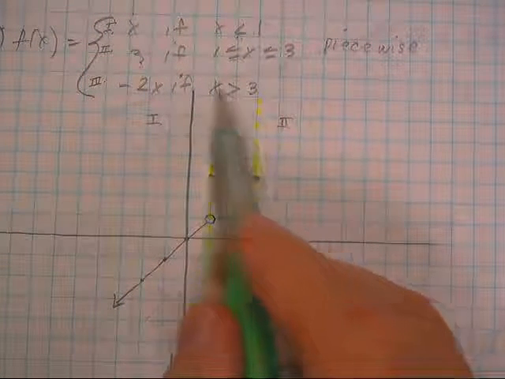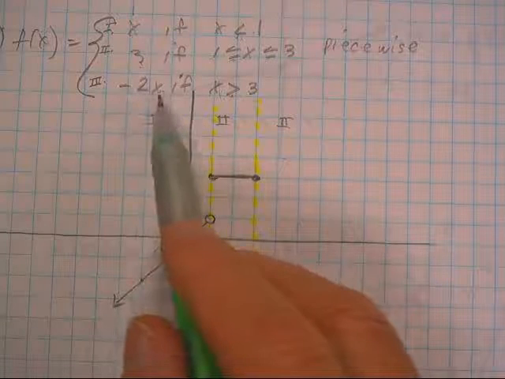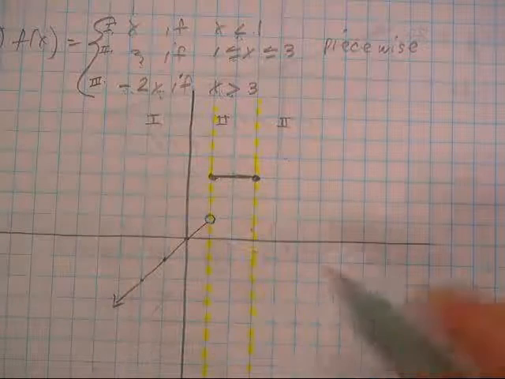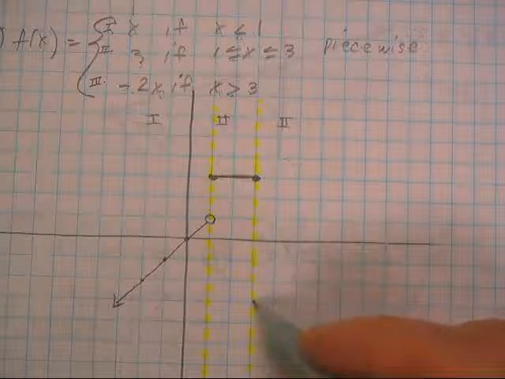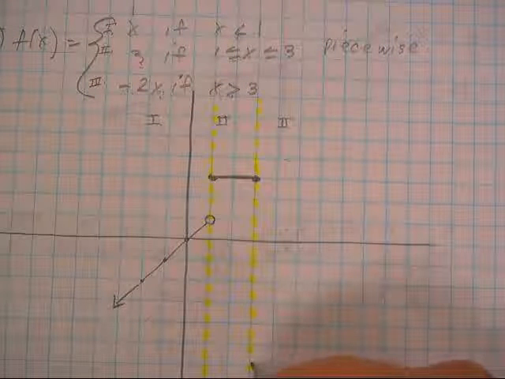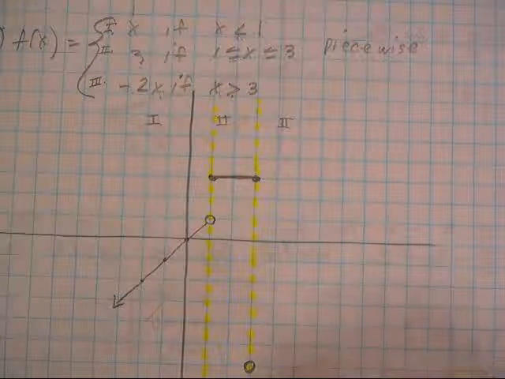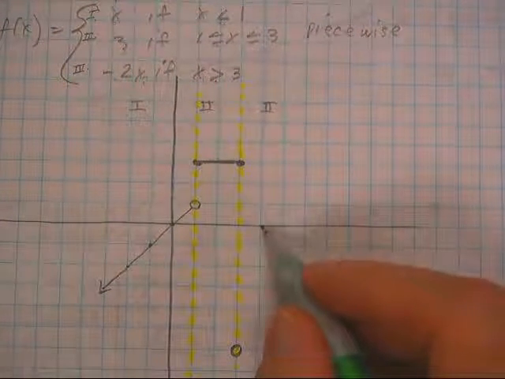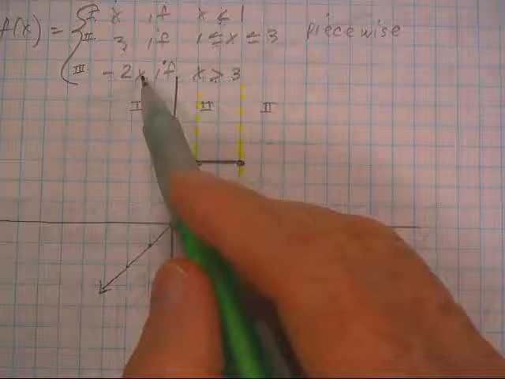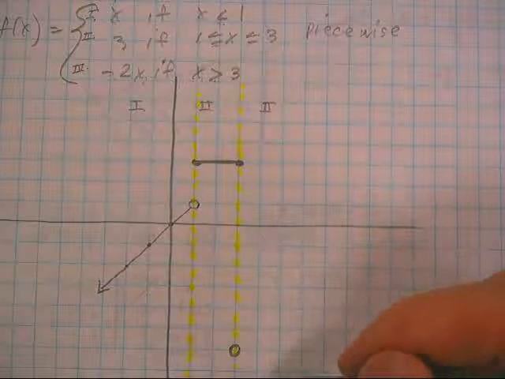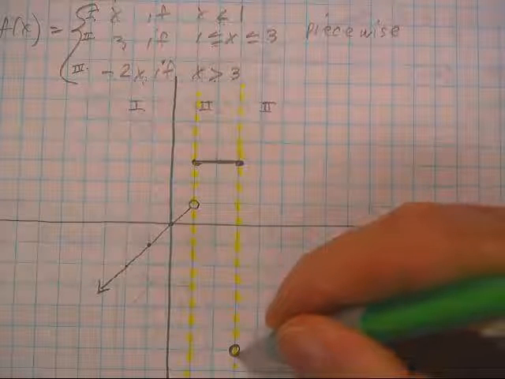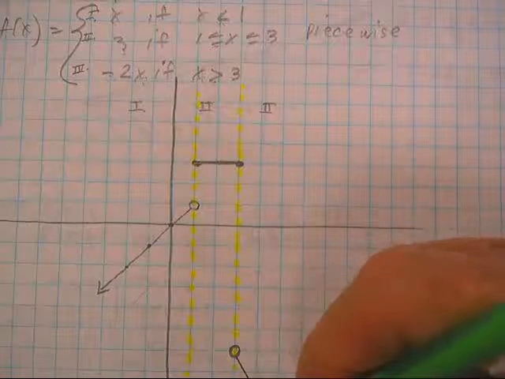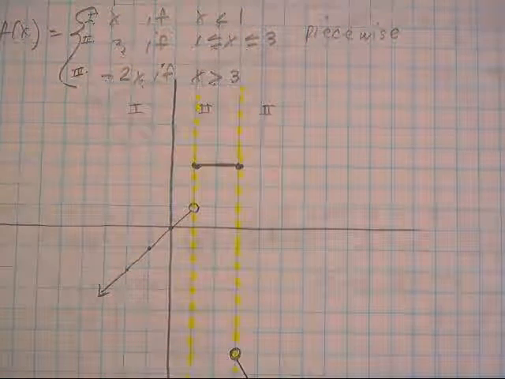Okay, and then when I'm greater than 3, I've got -2x. So let's put 3 in here. -2 times 3 is -6. 1, 2, 3, 4, 5, 6. I'm going to be right here with a hole. Okay, the next number over here is 4. -2 times 4 is -8. At 4, I'm at -8. And I would go like that.